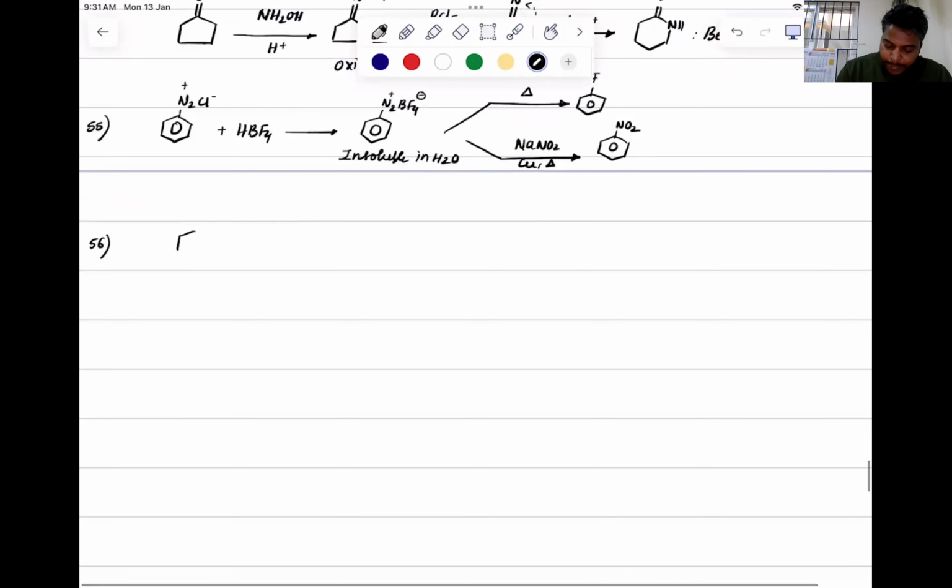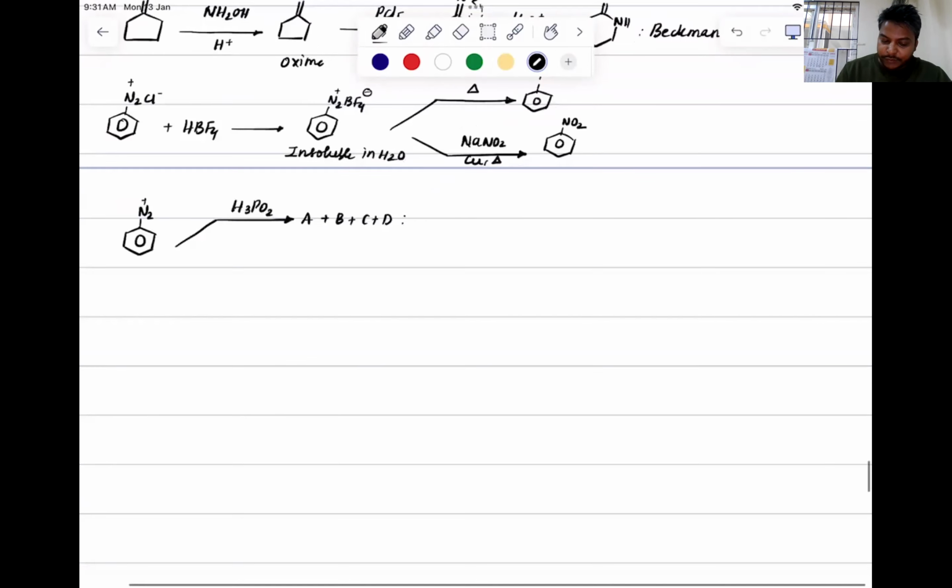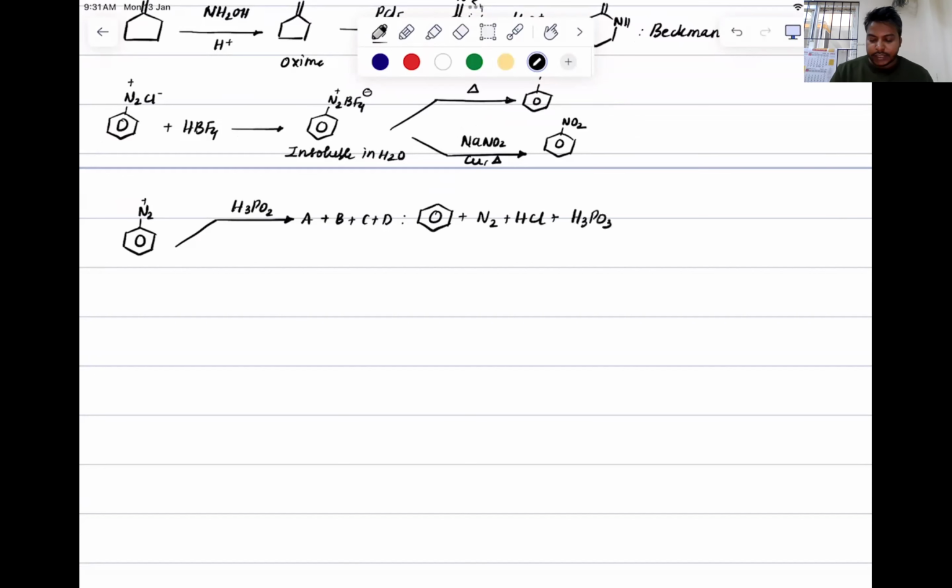Next, if diazonium salt N2 plus is treated with H3PO2, again a very good question. They have asked ABCD is formed. Find out ABCD. What are the ABCD here? We will get benzene as one product, N2 as one product, HCl as one product, and the other one is H3PO3. So the oxidized part of phosphate.